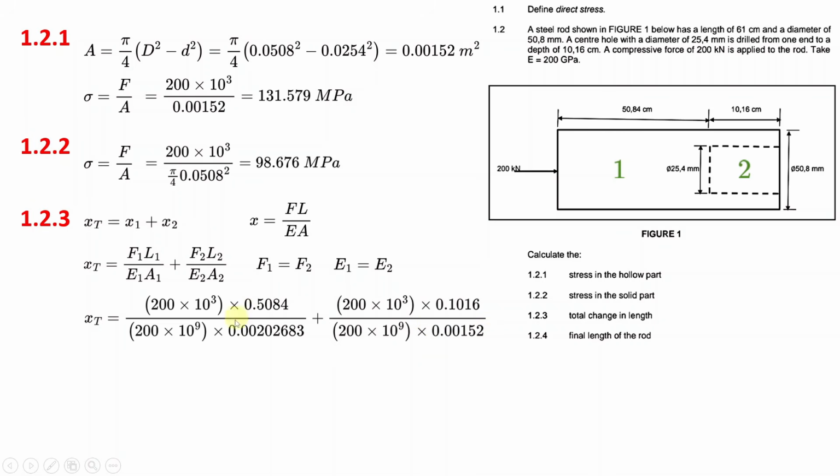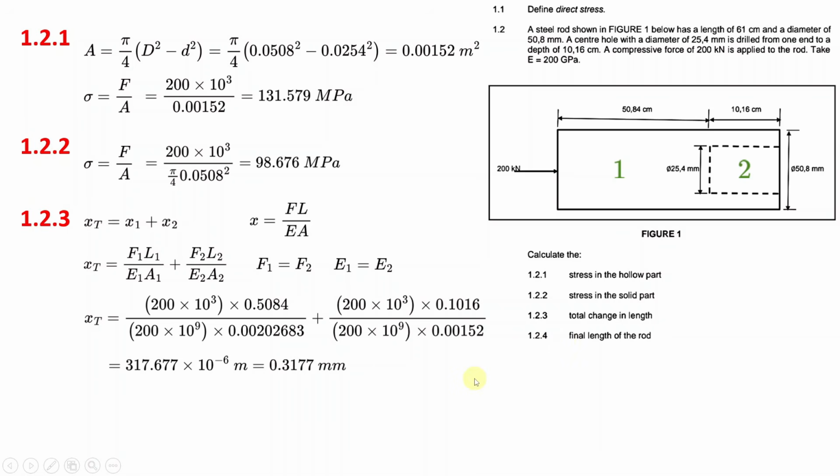When you sum this, what you end up getting for the total change in length is 317.677 times 10 to the minus 6 meters. If you change that to millimeters, it is 0.3177 millimeters. And now for question 1.2.4, you need to find the final length of the object.